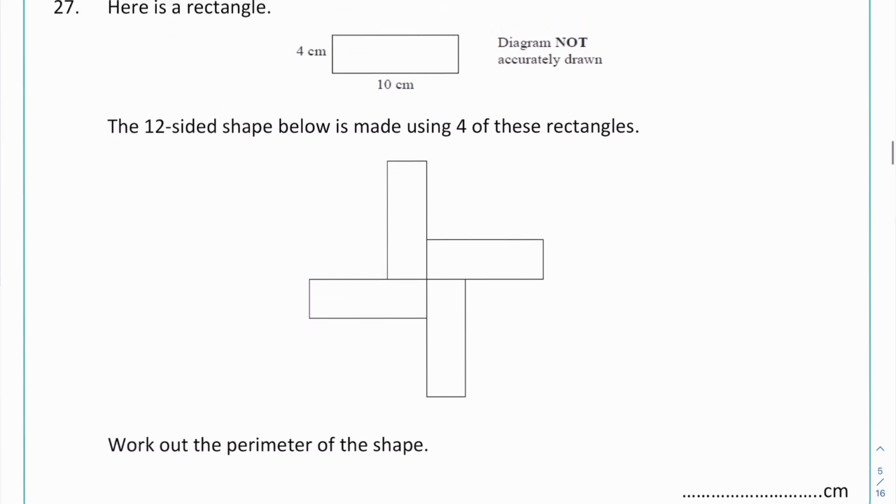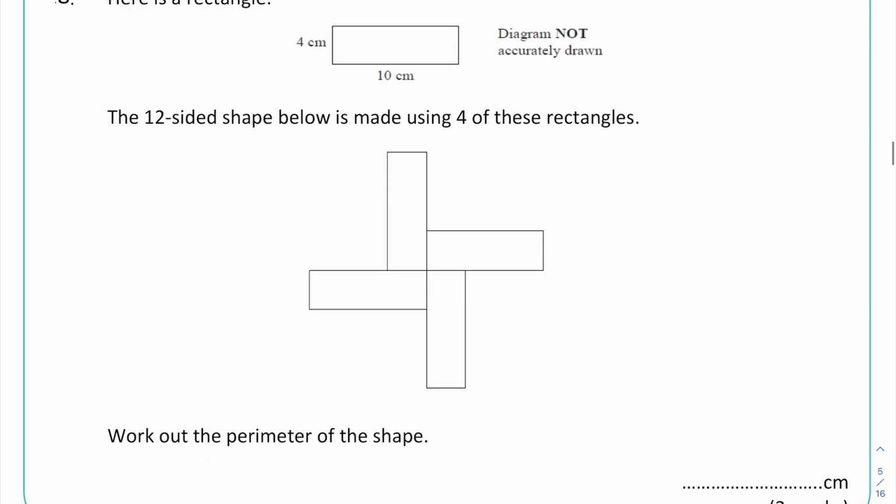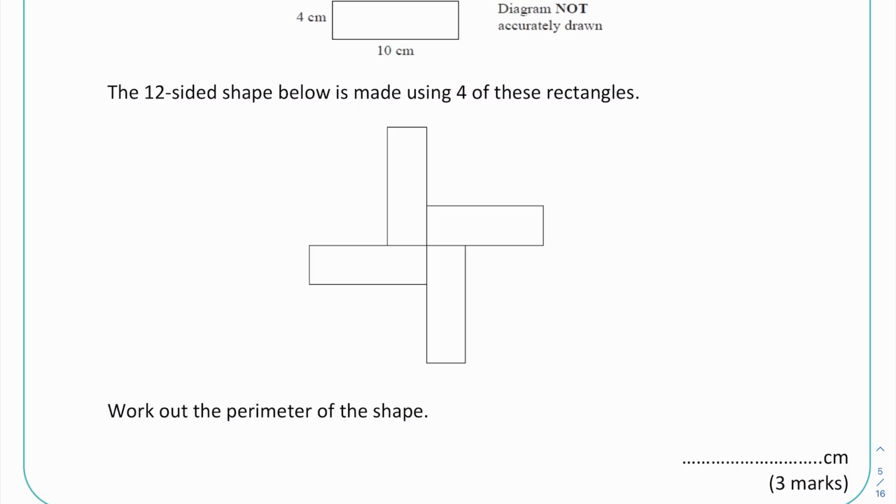Okay, on to some perimeter. So it says here is a rectangle, and the rectangle is 4 by 10. It says the 12-sided shape below is made using 4 of these rectangles. Work out the perimeter of the shape.